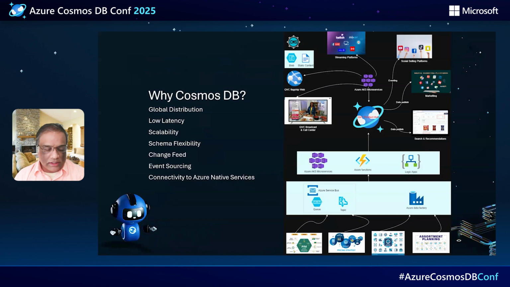Why did we choose Cosmos? Mainly for the reasons that we have listed out over here. It has excellent global distribution, like global replication across various regions. It provides us with very low latency reach, which is very critical since that data is going to be made available in all of these different channels. It provides schema flexibility. We can tap into change feed, publish data out. It supports event sourcing, and Cosmos DB is also the place where we store our event sourcing data, and it has excellent connectivity to Azure services.